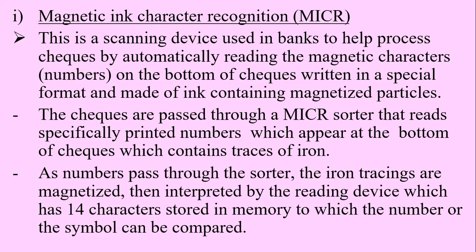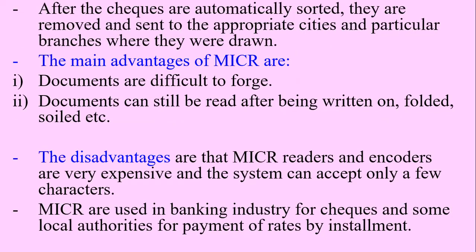The cheques are passed through a MICR sorter that reads specifically printed numbers, which appear at the bottom of cheques and contain traces of iron. As numbers pass through the sorter, the iron tracings are magnetized, then interpreted by the reading device, which has 14 characters stored in memory to which the number or the symbol can be compared. After the cheques are automatically sorted, they are removed and sent to the appropriate cities and particular branches where they were drawn.